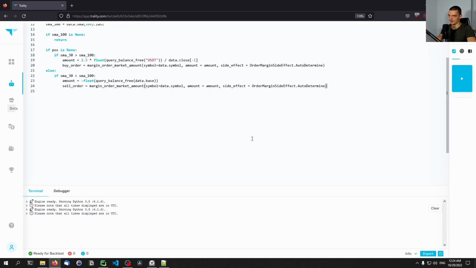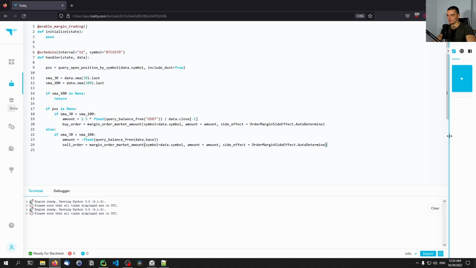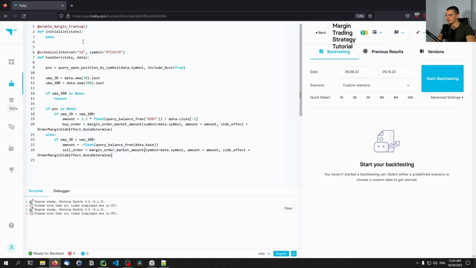I'm going to zoom out now. Let's recap briefly what we're doing here. We're initializing, enabling margin trading. We say, okay, every day apply the strategy. We're trading Bitcoin against USDT. We're getting the current position in Bitcoin. We're calculating these two indicators if possible.